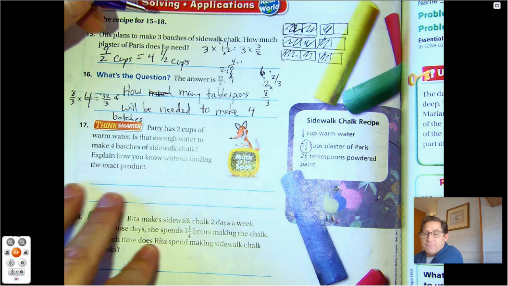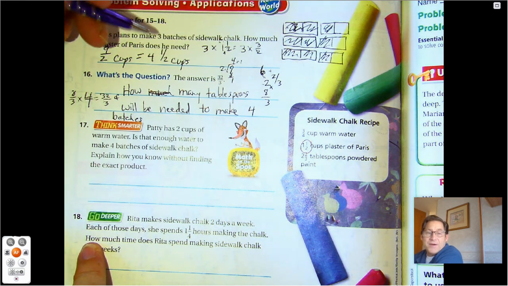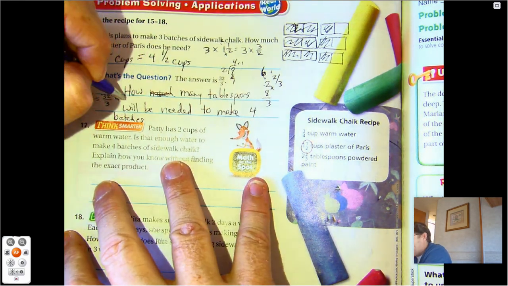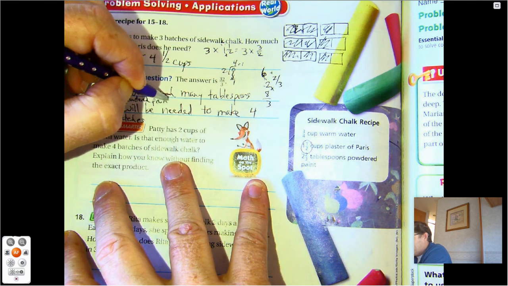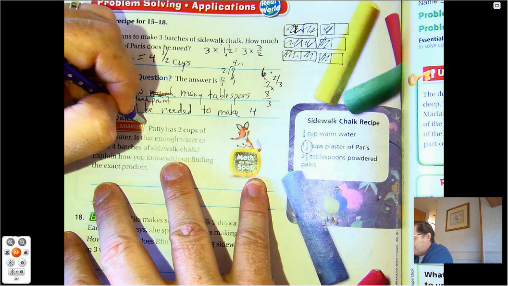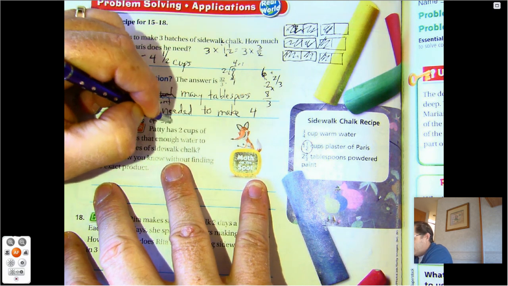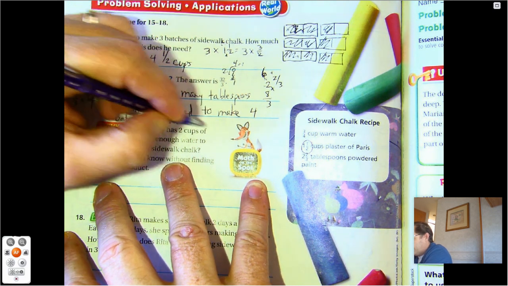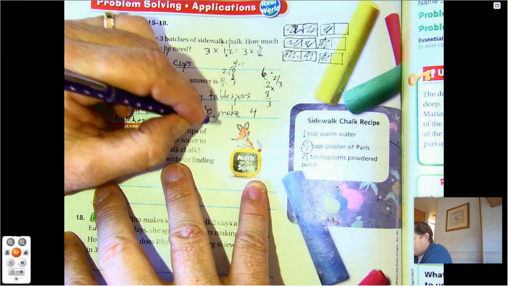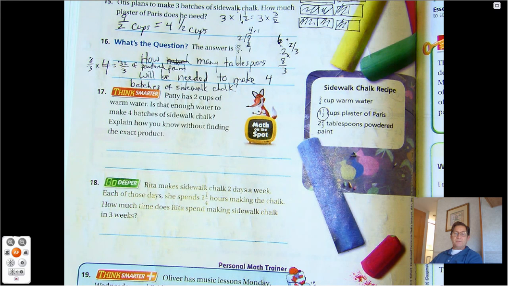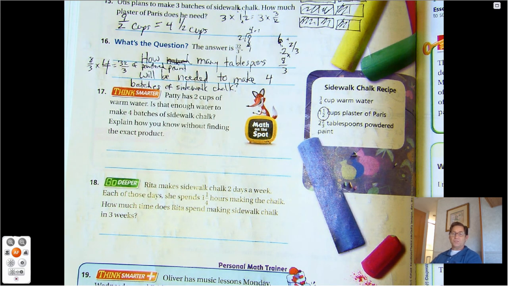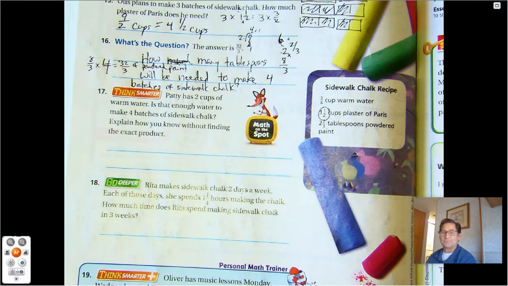I should indicate what the ingredient is, right? How many tablespoons of powdered paint will be needed to make 4 batches of sidewalk chalk? All right. So the question is, how many tablespoons of powdered paint will be needed to make 4 batches of sidewalk chalk? How did we get there?